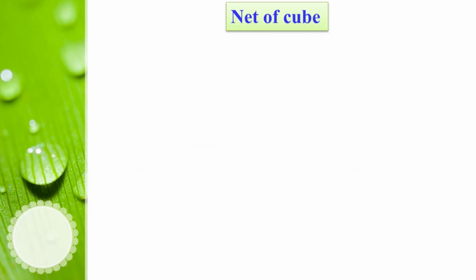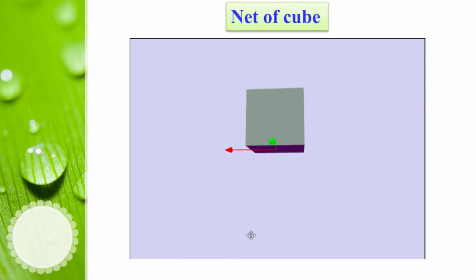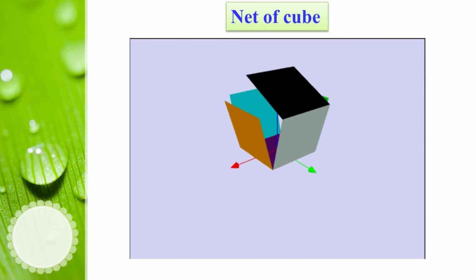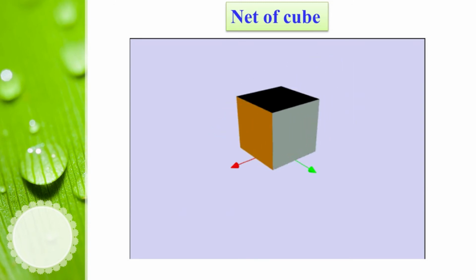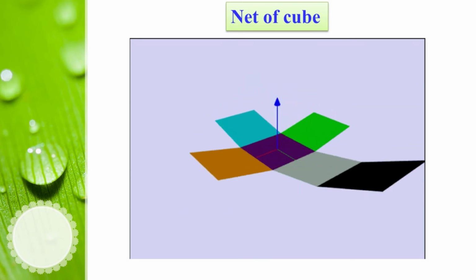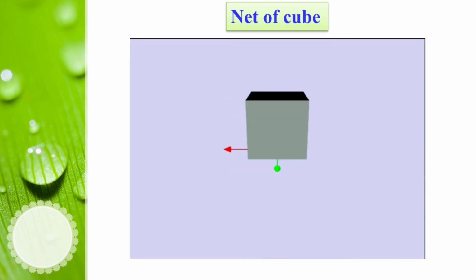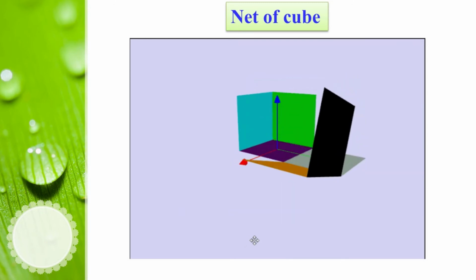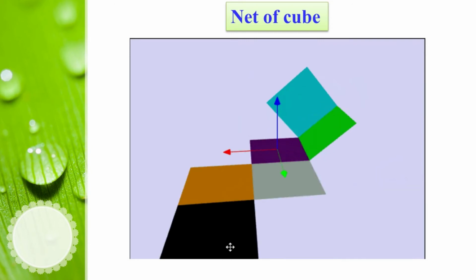Net of cube. This is the cubical shape. Look at the picture carefully. This is the cubical shape. When you unfold the cube, then we get the net of cube. The best example is the gift pack. Net can be of more than one type. This is one of the types and already you have seen the other type.